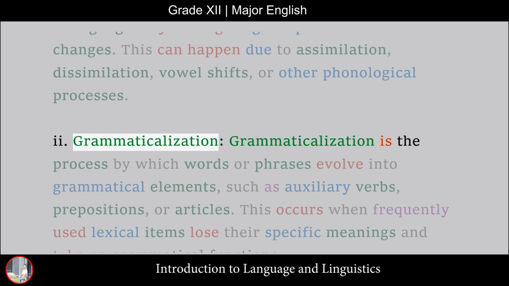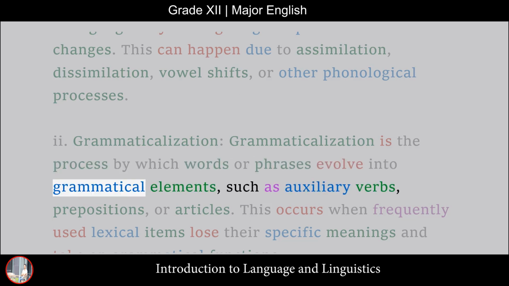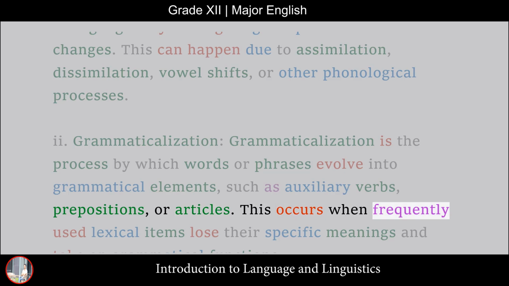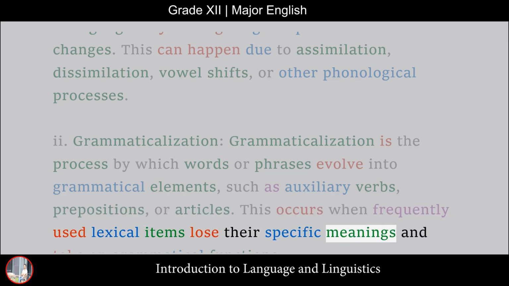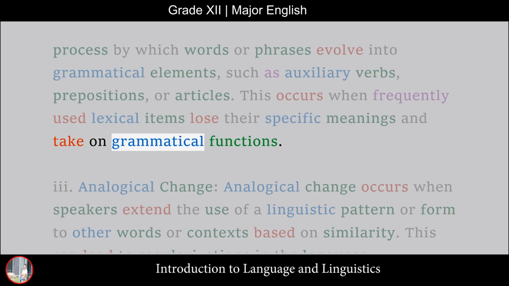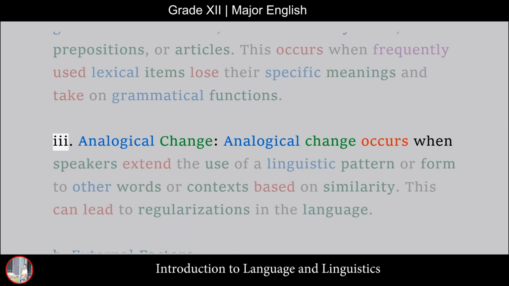2. Grammaticalization. Grammaticalization is the process by which words or phrases evolve into grammatical elements, such as auxiliary verbs, prepositions, or articles. This occurs when frequently used lexical items lose their specific meanings and take on grammatical functions. 3. Analogical change. Analogical change occurs when speakers extend the use of a linguistic pattern or form to other words or contexts based on similarity. This can lead to regularizations in the language.